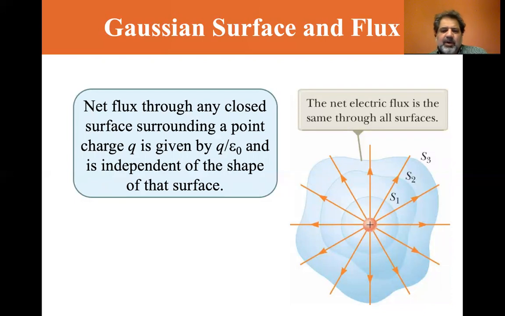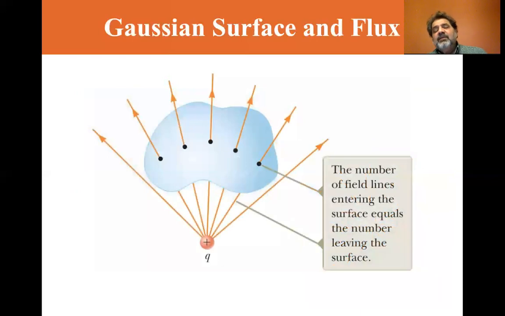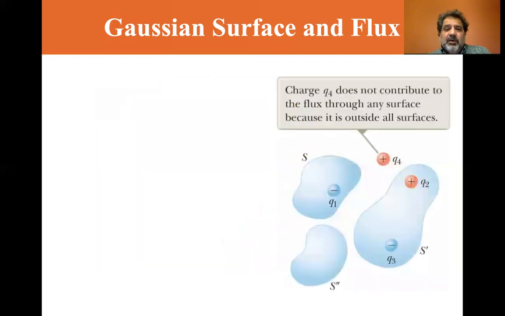That's a key point there. Now, if the charge is outside the surface, the number of field lines entering the surface equals the number leaving the surface. So you remember we said that when it goes in, it's negative. When it comes out, it's positive. So they cancel. So if a charge is outside a sphere, the total number of field lines is 0. So let's look at some situations here.